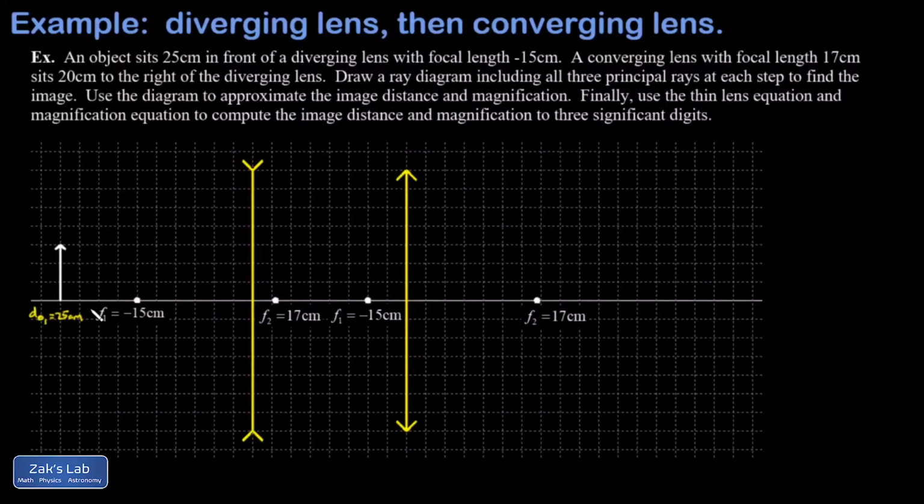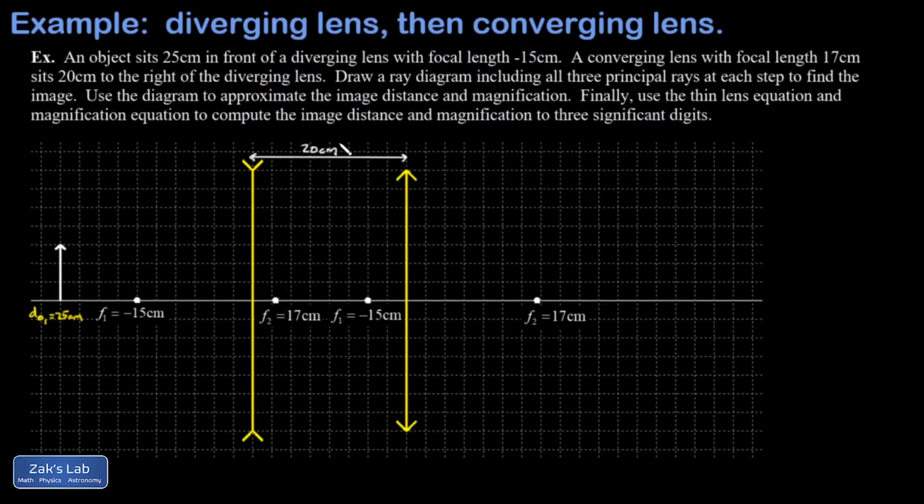In this problem, we have a lens combination, and we have an object sitting 25 centimeters in front of the first lens, which is a diverging lens with a focal length of negative 15 centimeters. Next, we have a converging lens with a focal length of 17 centimeters, and that's 20 centimeters from the diverging lens. We're asked to draw a ray diagram, including all three principal rays at each step, to find the image.